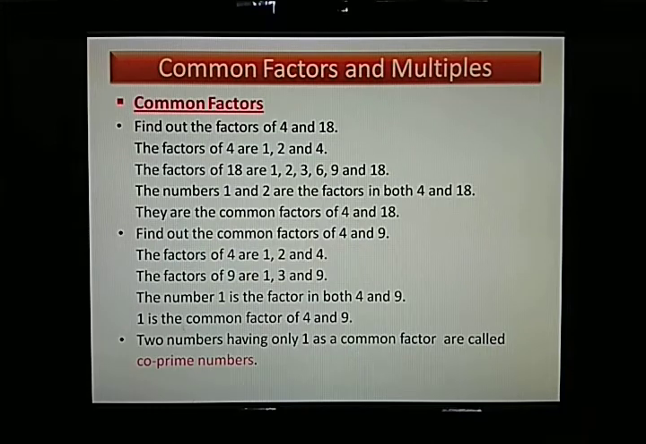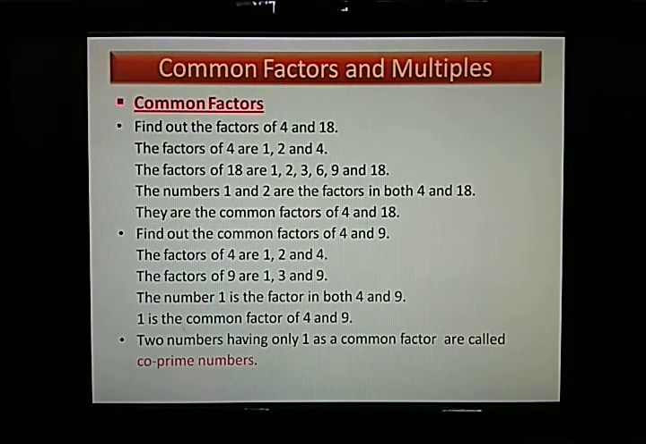So obviously now you might be thinking, are all the numbers co-prime? Yes, obviously all the numbers will have a common factor, that is 1. At least 1 will be the common factor between any two numbers or any numbers. So we can say they are all co-prime. Even if we consider here 4 and 18, can we say they are co-prime? No.